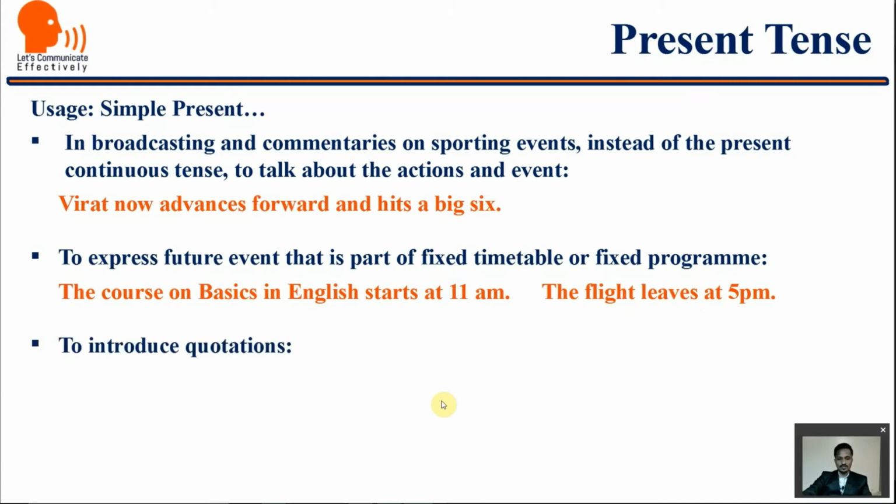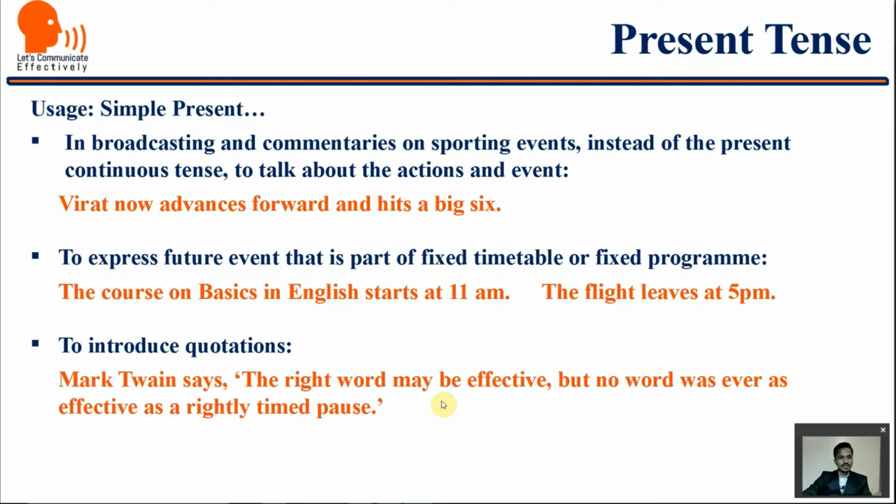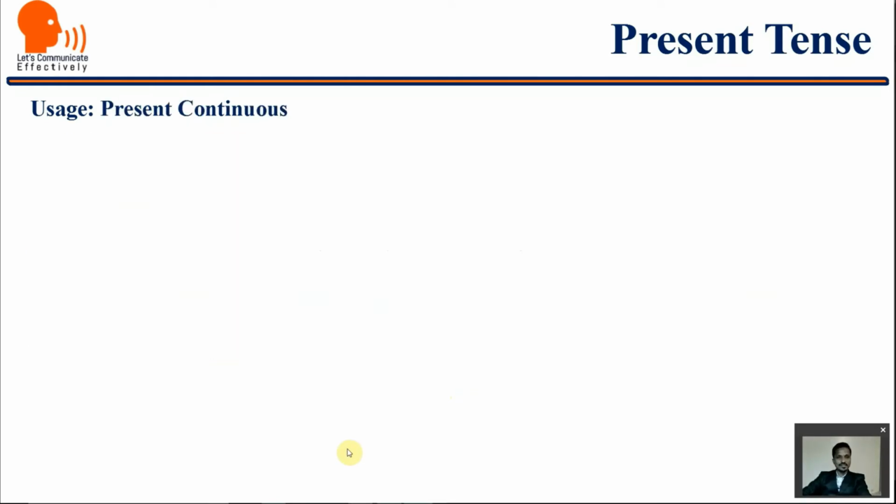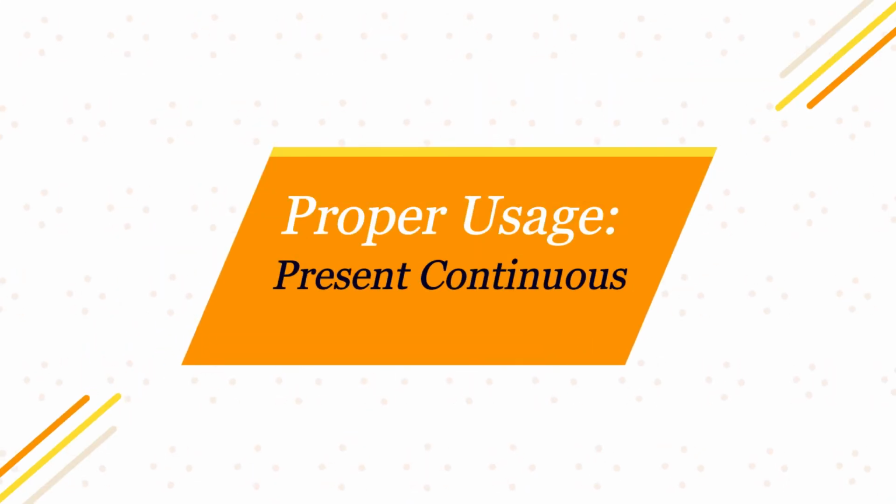To introduce quotations. Usually when we are using quotations of some well-known authors, we use simple present tense. Like Mark Twain says, the right word may be effective, but no word was ever as effective as a rightly timed pause. Action speaks louder than the words. So, when mentioning Mark Twain's quote, simple present is used. Here it is "Mark Twain says," not "Mark Twain said." It is "says." So we use simple present. Let us see next, present continuous.